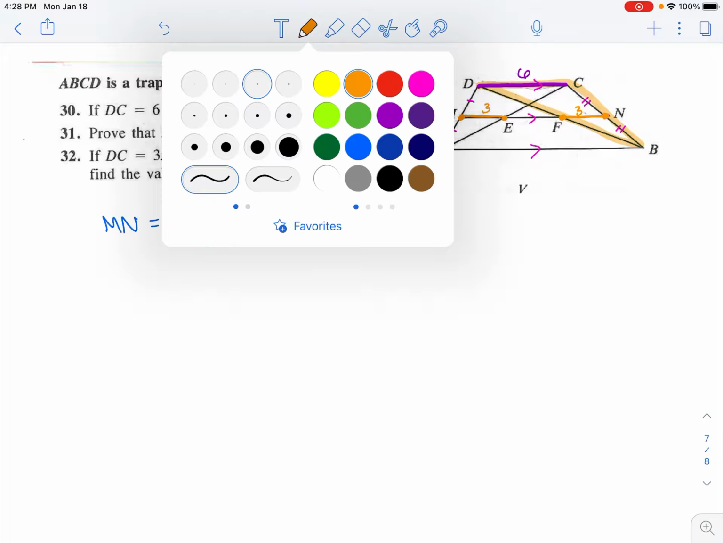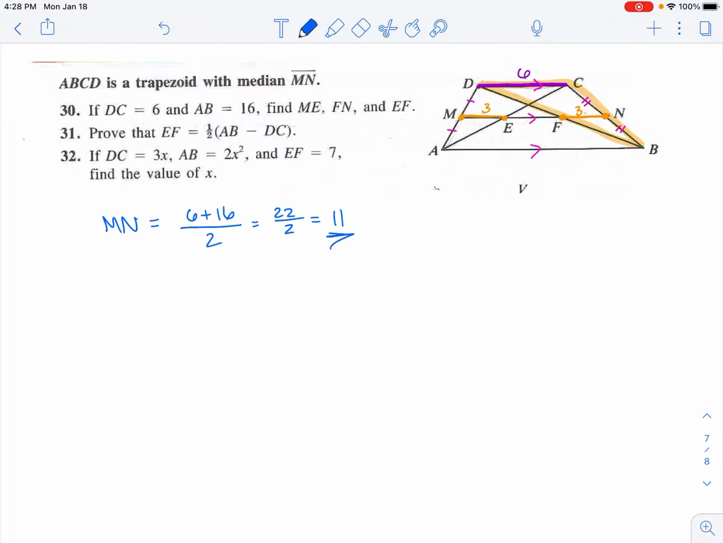I'm going to go back a moment. Remember what we said here about MN. The entire thing here was 11, but I just figured out the 3 and the 3, so those 2 are 6 altogether, which means left over in between E and F must be 5. That's the thinking behind all 3 of these questions here.